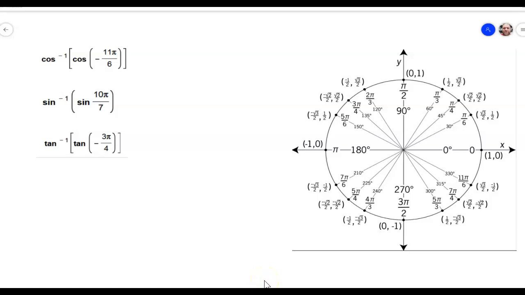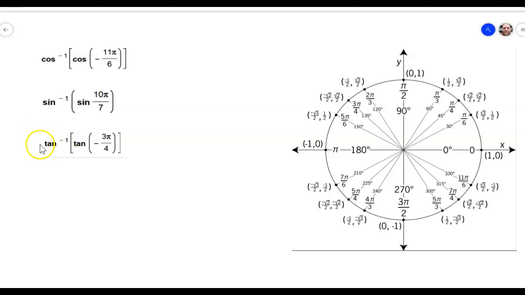Everybody, today I want to take a look at a few examples from section 7.1. These are some inverse trig functions, and I want to take a look at some of the tricks we're going to need to know in order to solve these. So I looked at an example of each of the three main trig functions here: inverse cosine, inverse sine, and inverse tangent.